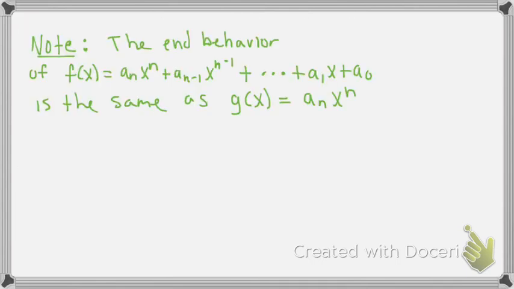So the first note or fact is that the end behavior, what happens to f of x as x gets large in absolute value, is going to be the same behavior as g of x when x becomes large in absolute value. So what I'm going to do is open Desmos, take a look at our original graph, and compare that to just the graph of the leading term.